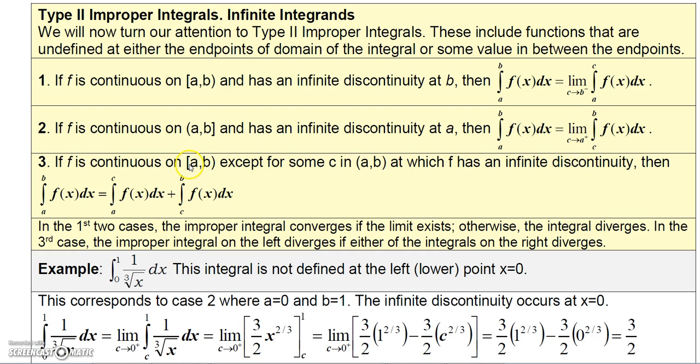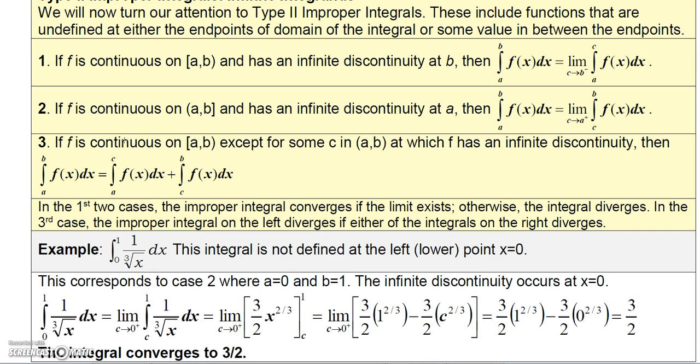And then if it's undefined at a point inside, like at some point c between a and b, then we have to write two integrals, from a to c and then from c to b, and we have to evaluate those in like fashion as what I did up here. So this function would be undefined at c, and this function would also be undefined at c because it's the same function.